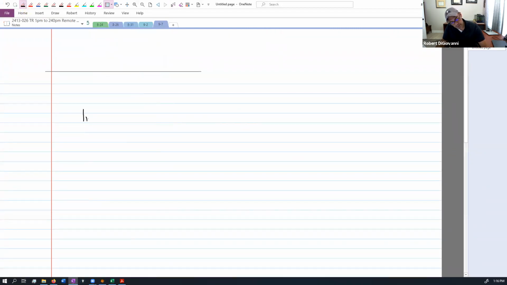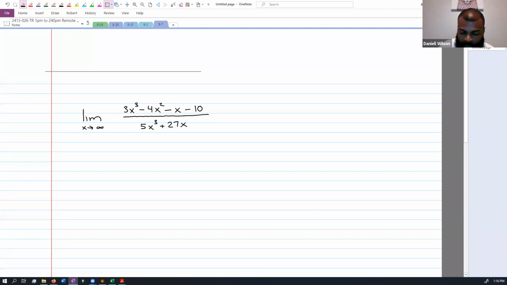So what about this? The limit as x approaches infinity of 3x cubed minus 4x squared minus x minus 10, all over 5x cubed plus 27x. 3/5. 3/5, right? So you know that probably from college algebra, right? Or no? So yeah, we'll get to that.